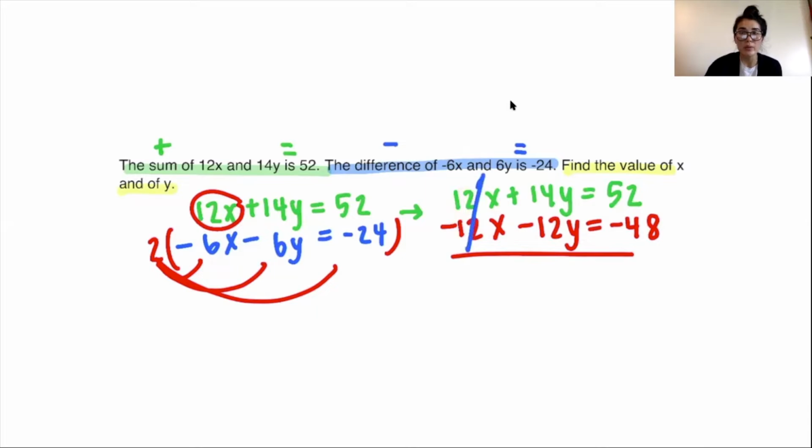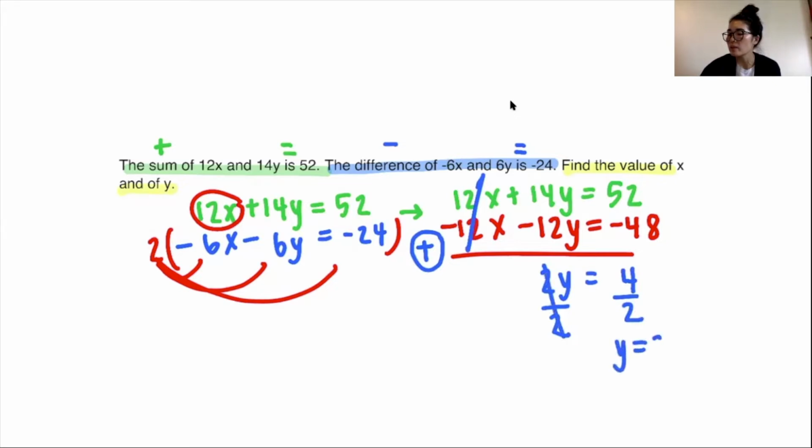From there, we want to remember that this is a giant adding problem though. So you're going to make this adding. So that means I have 14y plus -12y. So that's going to become 2y. Watch your signs. Is equal to 52 plus -48. So when I do the math there, I'm going to end up getting 4. You can always use your calculator too. And then our last step here is going to be to solve for y. So I'm going to divide by 2 on both sides. So I'm left with y is equal to 2.